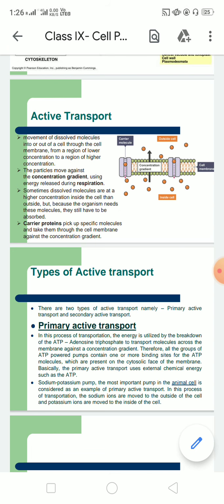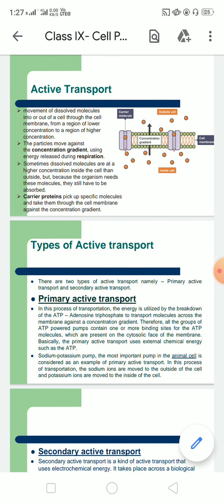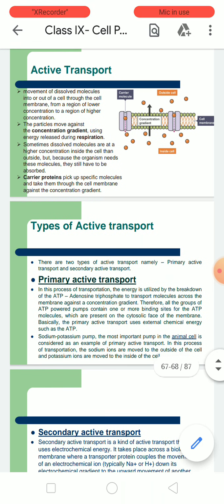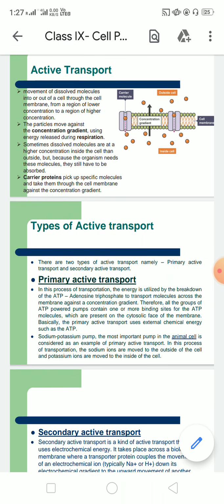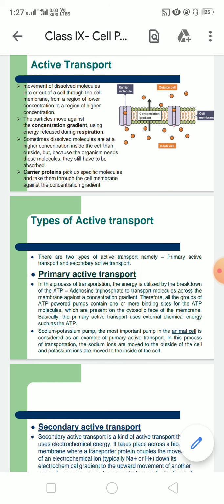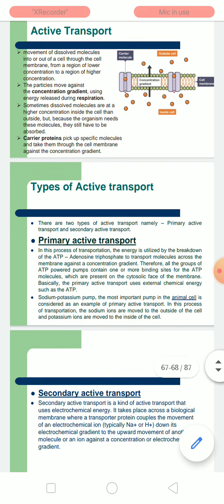So it is basically the movement of dissolved molecules through a membrane, that is a semi-permeable membrane or a completely permeable membrane, from a region of low concentration to a region of higher concentration. The particles move against the concentration gradient, that means the difference in the concentration, using energy released during respiration.